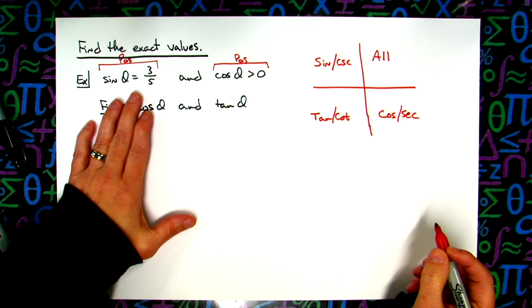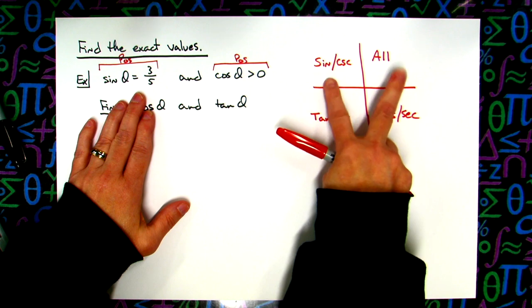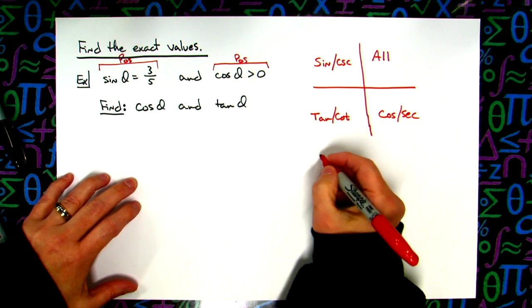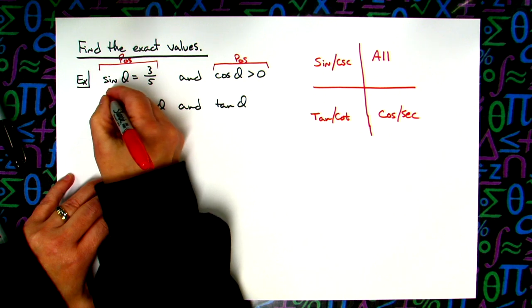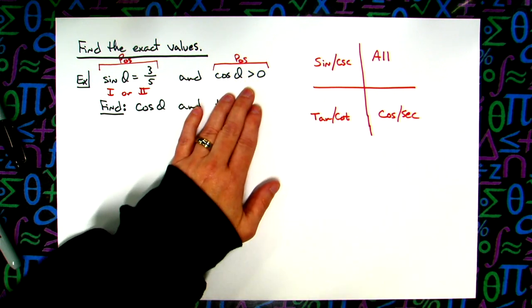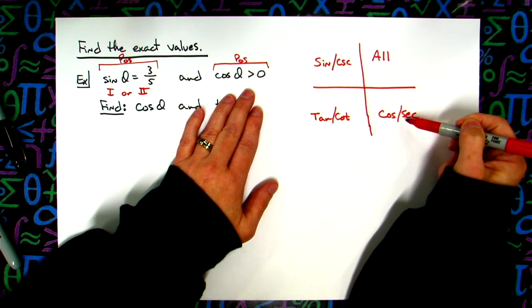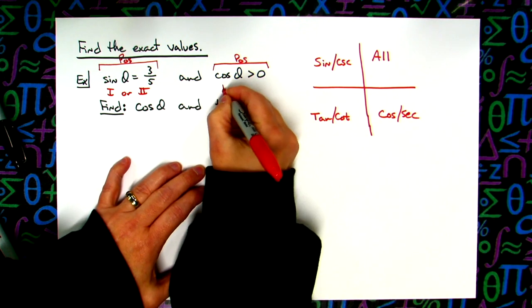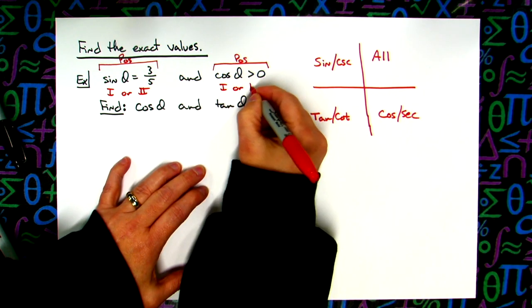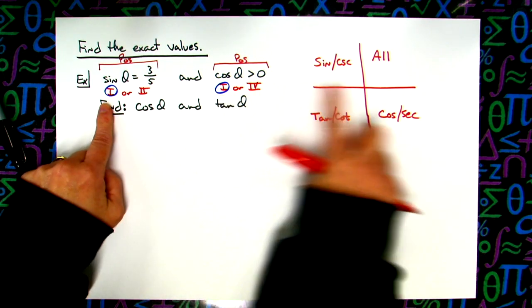Alright, so I'm going to take these two possibilities and draw a conclusion. Sine is positive in these two quadrants, so the possibility for my theta from here is either quadrant 1 or quadrant 2. Now I'm going to take a look at this clue, which tells me that cosine is positive. All my trig functions are positive here, and cosine is positive here. So the options from this are quadrant 1 or quadrant 4. My overlap occurs in quadrant 1, so for both of those things to be true, I have to be in quadrant 1.